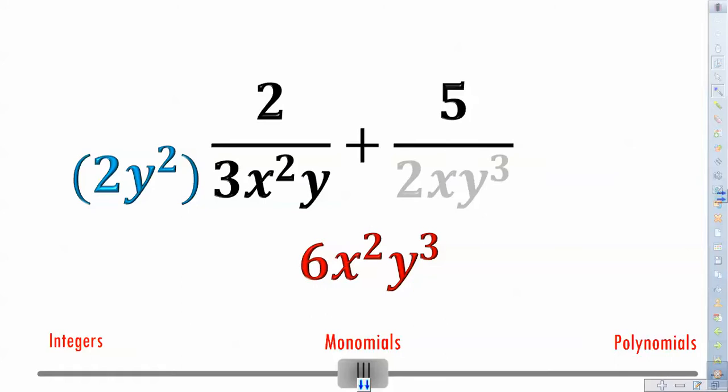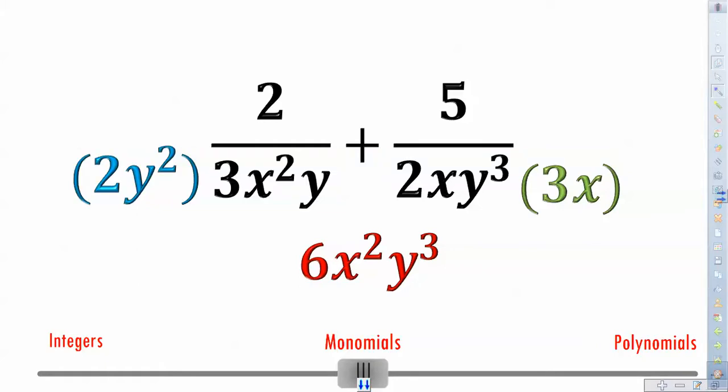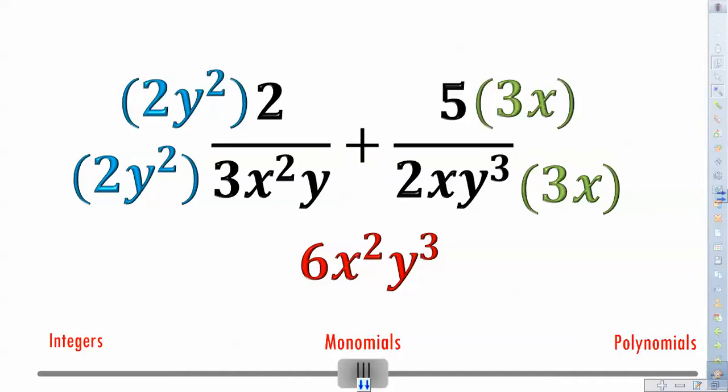In other words, we're going to multiply that by 2y squared. Over to the other side, 2xy cubed. We need to multiply the 2 by a 3, and we need to multiply by 1 more x to make that x squared there. The y cubed's fine the way it is. And then, just like with any fractions, once we have the denominator and we're getting a common denominator, what we do to the bottom, we have to do to the top.